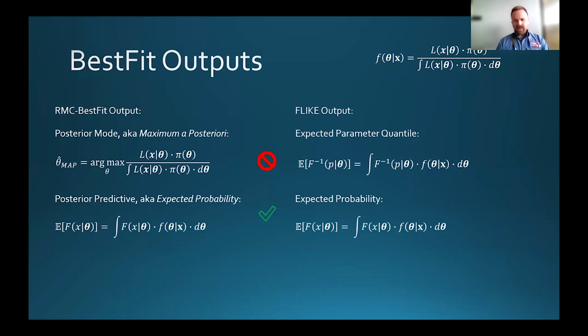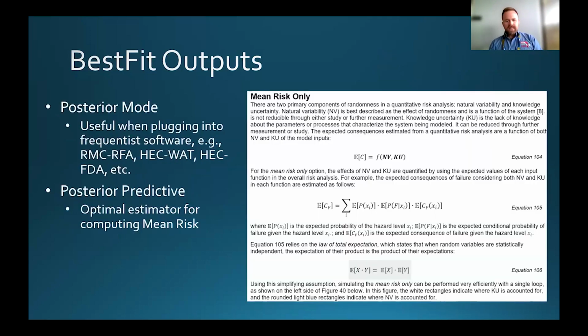FLIKE outputs by default the expected parameter quantile. Mathematically, you go to a 100-year probability and take the average over every single parameter set. So say you have 10,000 parameter sets, you would average over those, and you get the average quantile given a probability. Expected probability is the average probability given a quantile. Those are the two math differences between them.